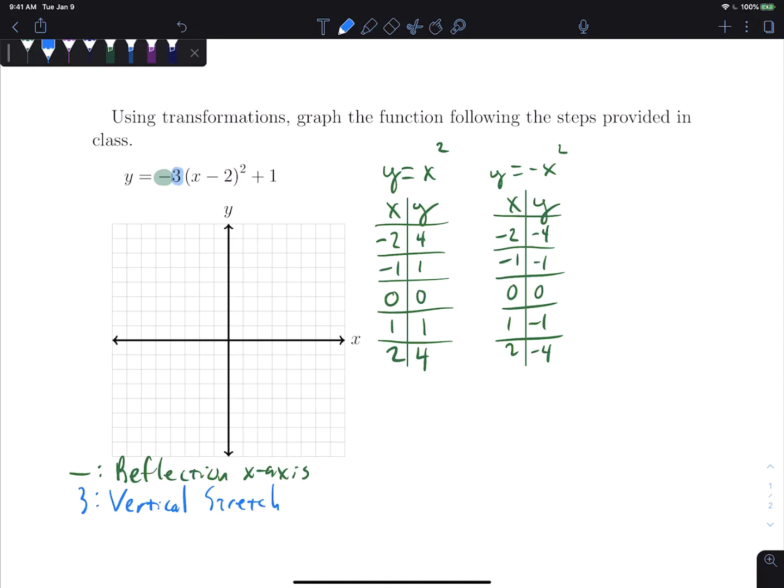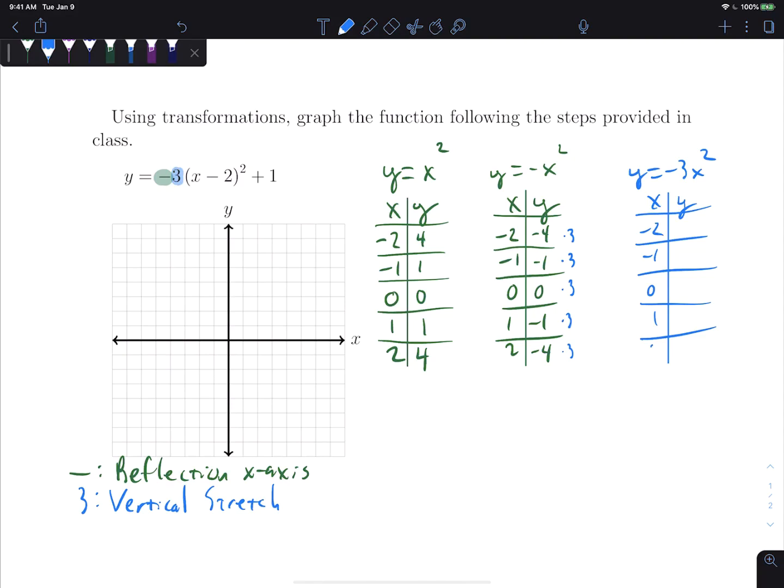And now looking at the 3, it's a vertical stretch, which means multiply by 3 to all the y values. So this gives us -3x squared there, and that gives us a new xy table. And again, because that 3 is on the outside, it affects the y values, and all the x values will stay the same. Multiplying, -4 times 3 is -12, -1 times 3 is -3, 0 times 3 is 0, -1 times 3 is -3, and -4 times 3 is -12.